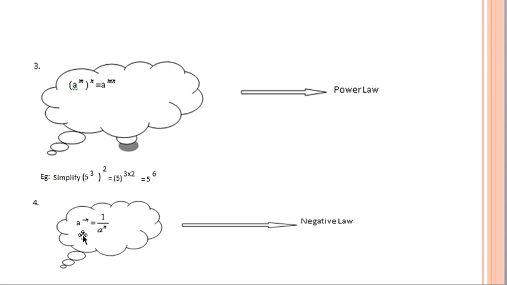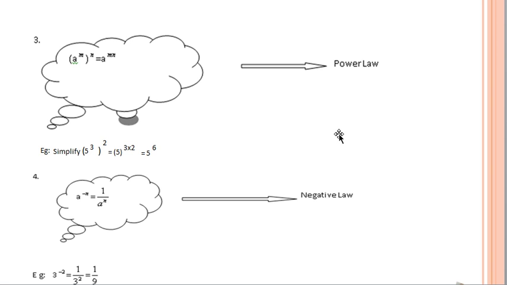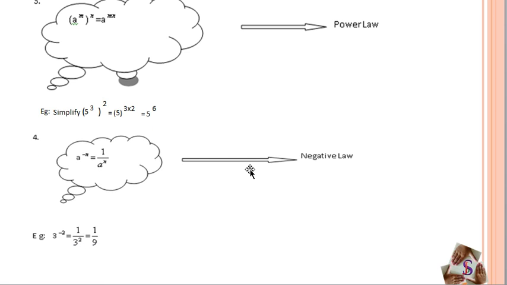Next, what we call the negative index. So a negative index needs to be made positive. How do we make it positive? By taking its reciprocal. So a to the power minus n is 1 by a to the power of n. So negative, I made it positive. Only then can I simplify it further.